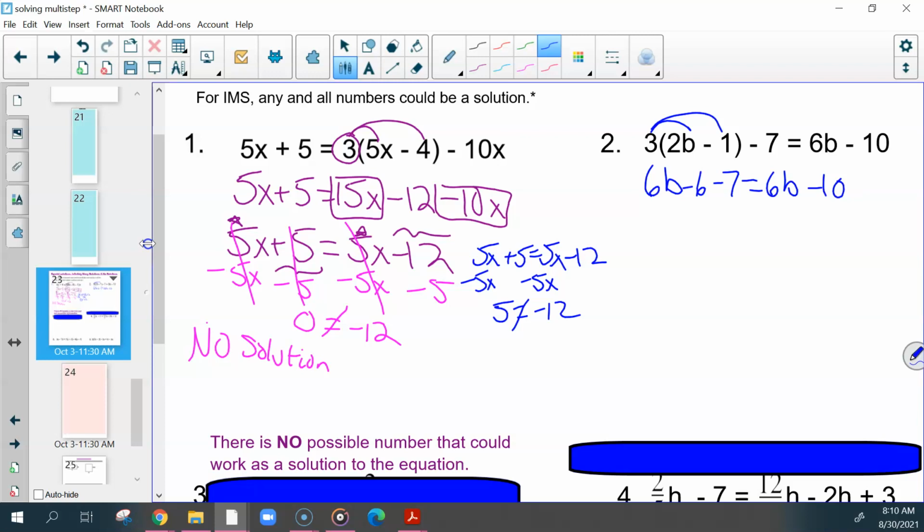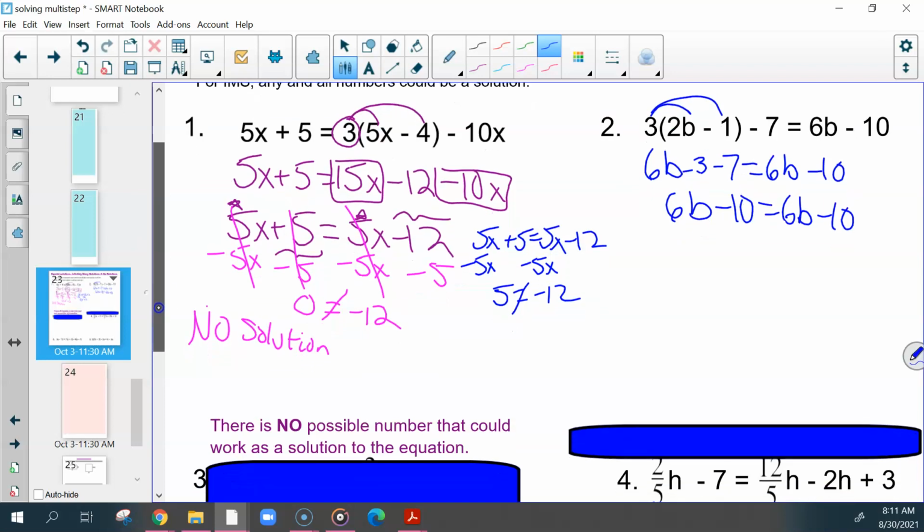Solving number 2. Oh, that was not 16. 6. There we go. And then, what do you notice about this one? They're exactly the same on both sides. That will help us determine what this solution is here in a second.